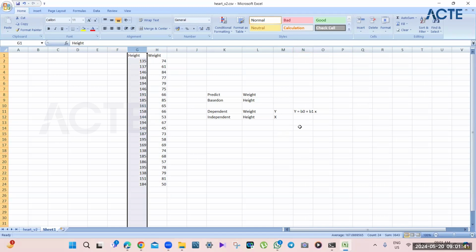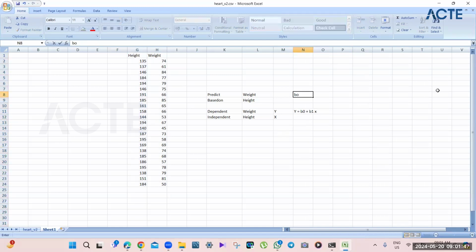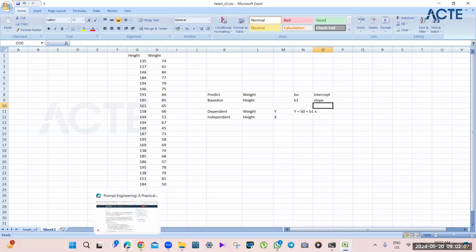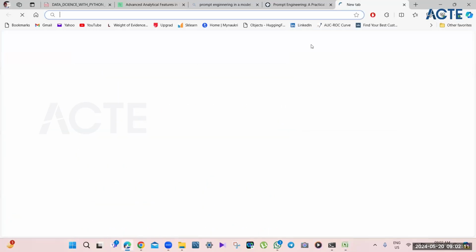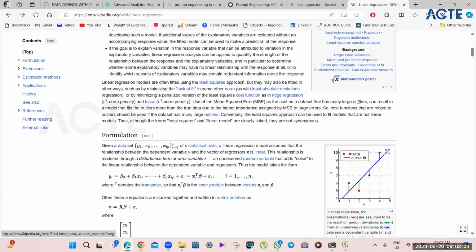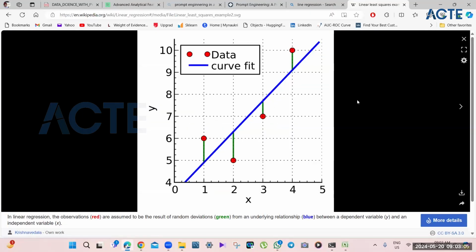So what are these two? Beta naught and beta 1. These are known as slope and intercept. Beta naught is known as the intercept and beta 1 is known as the slope. So what are they essentially? Now for that, I don't have anything to show here, so I have to take a small example. Linear regression.